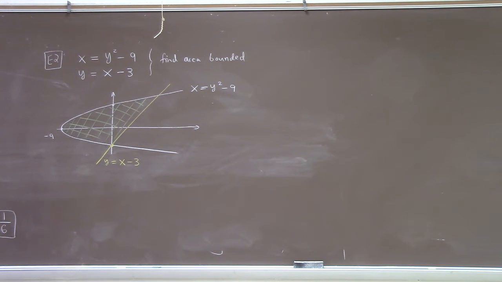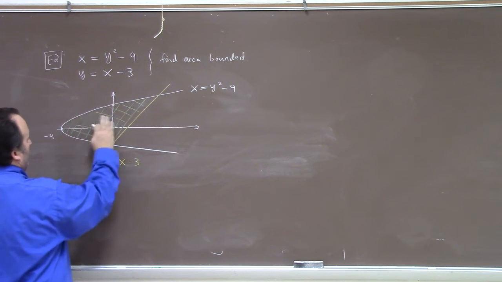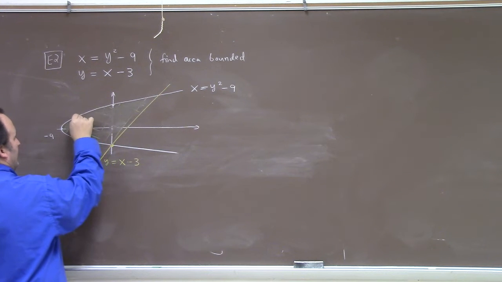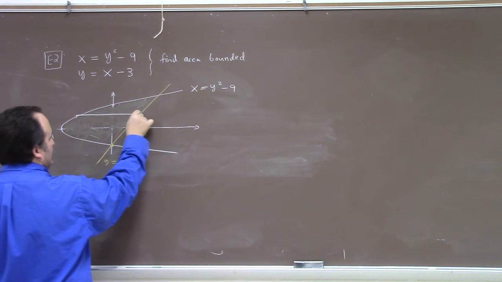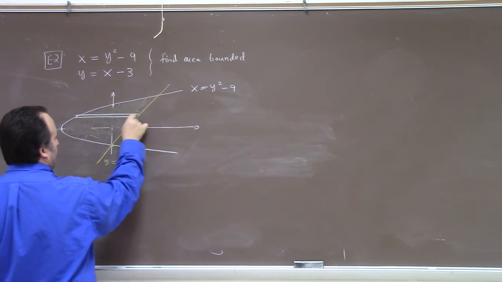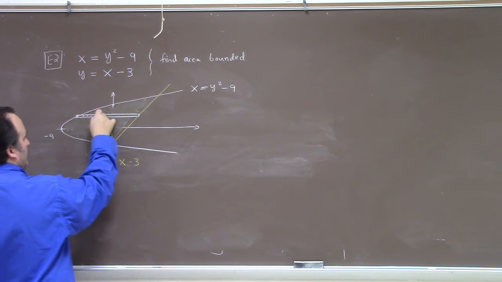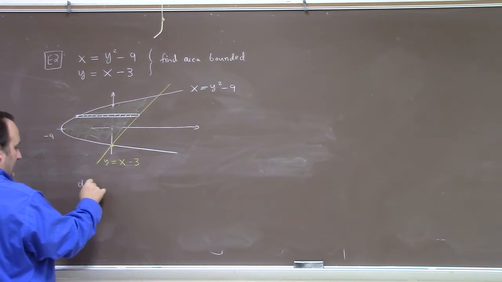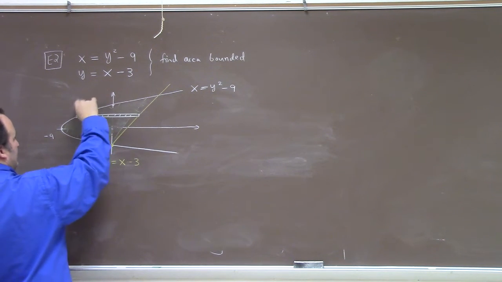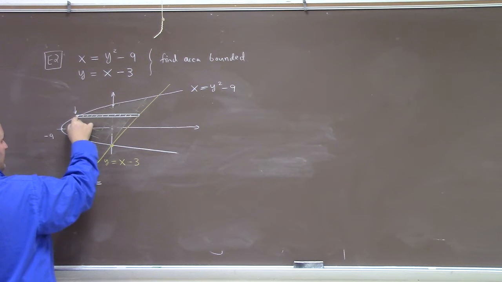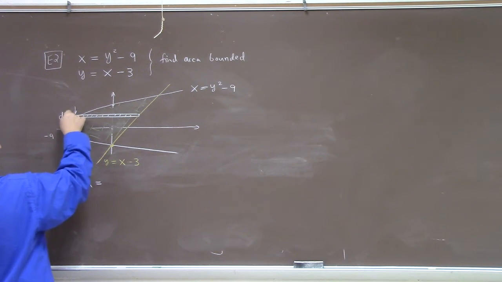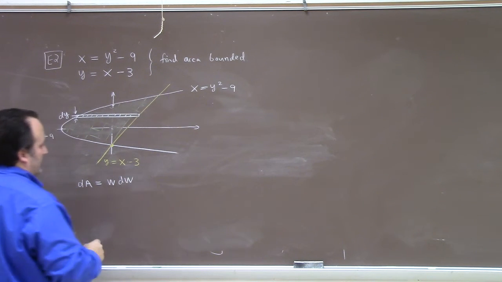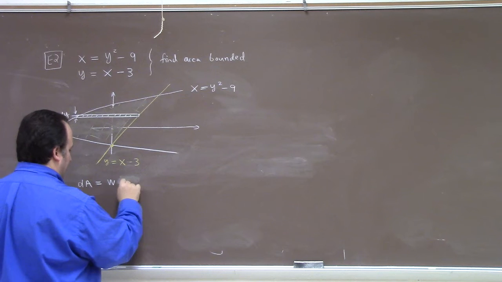So what's a wiser choice of action here? What's a wiser choice of action is to make your approximating rectangle look like this. Make it horizontal instead. So we want to find dA. What's the dA of this? Well, the thickness of such a strip will be given in terms of dy. And we want to talk about the width times dy.